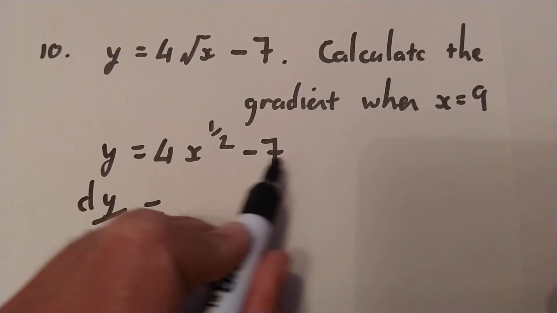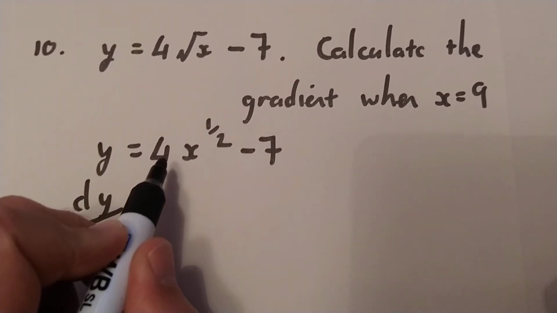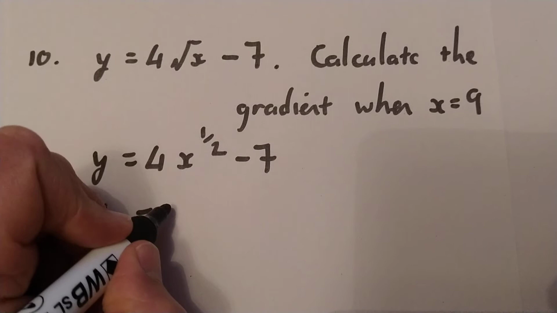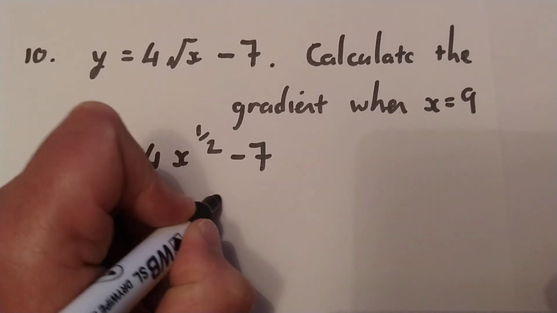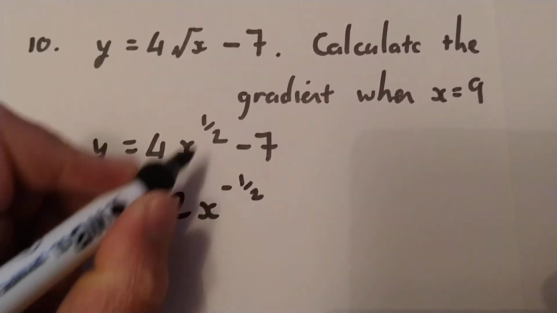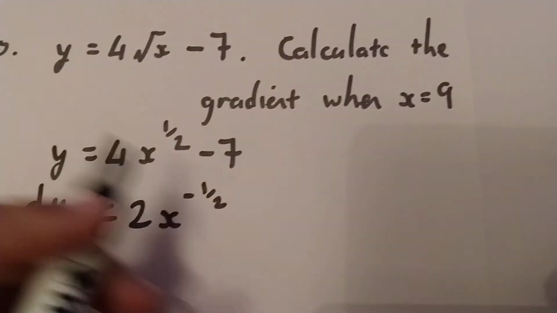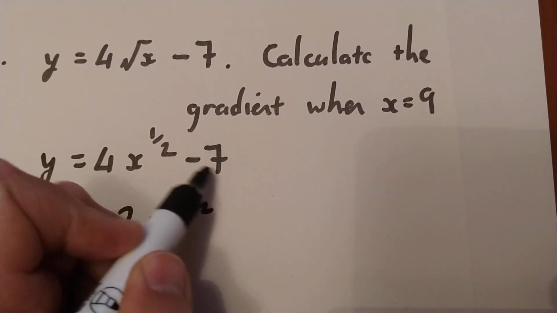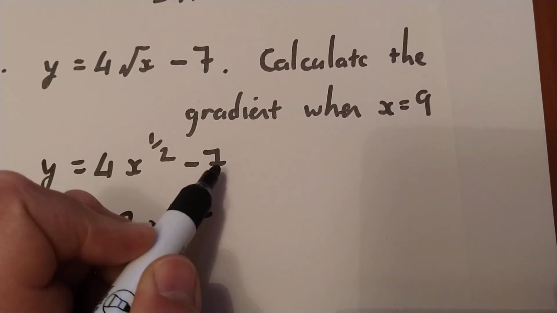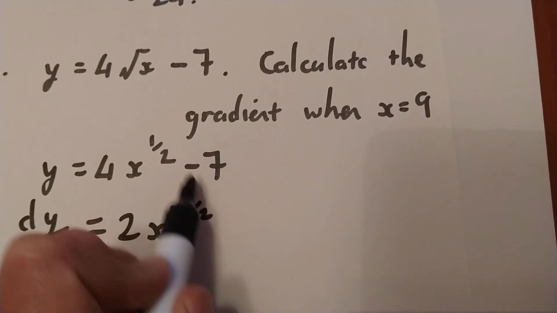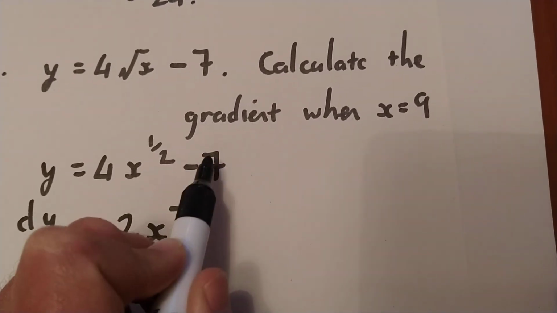Anyway, we have a form we can differentiate. Now that we've got to here, multiply by the power. 4 times a half is, of course, 2. x to the negative a half. That's the half take away 1. Differentiate a constant number, 7. Well, that's 7x to the 0. 0 times anything. If I multiply by the power, well, that bit disappears. Remember, a constant number disappears.